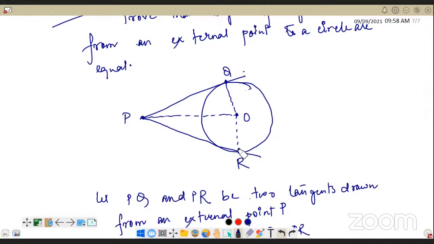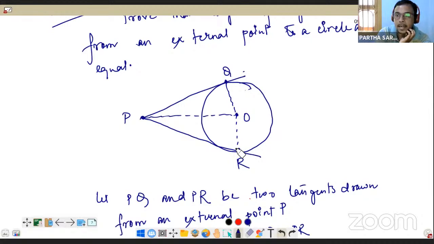OQ and OR, can you say they are the same? This is their radius. Yes, sir. Already we have said in theorem 1 that the radius is always perpendicular to the tangent, right? Can I say angle OQP is equal to angle ORP? Both are 90 degrees each. This is the radius and this is the tangent.